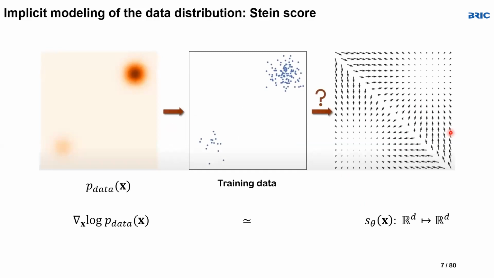To build some intuition, let us assume that our probability density is given as a mixture of two Gaussians, as shown on the left. Now, what would the score function look like? It will in fact look like the gradient vector field shown on the right, with the vector fields pointing towards the high-density modes of the distribution. Now, our task would be to learn this vector field given some empirical samples given in the middle.